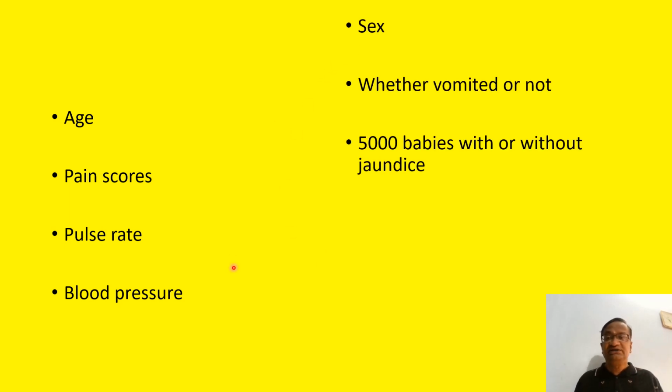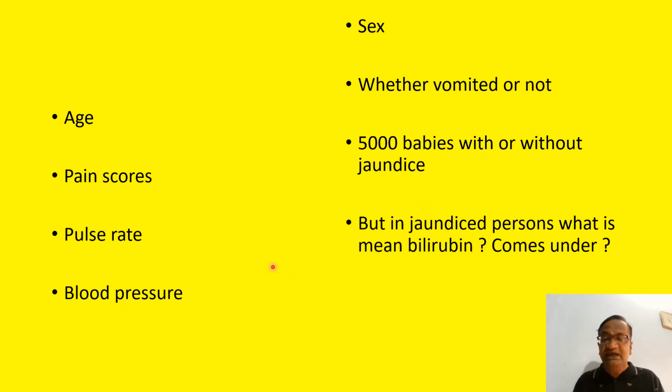Now, 30% are male and 70% are female. We cannot do a t-test there, as there are no means. Whether vomited or not, there are no means. 5,000 babies with or without jaundice: all these will not be covered by the t-test. But in jaundiced babies, what is the mean bilirubin in this group, and in the other group? Then we can do a t-test.